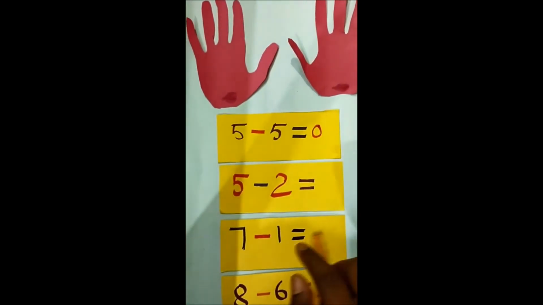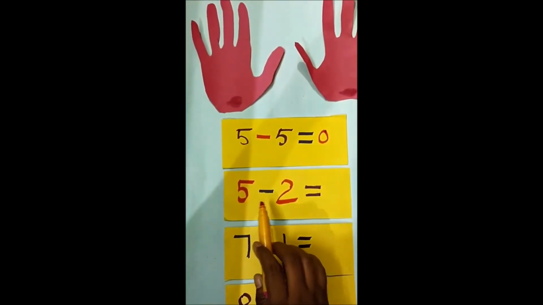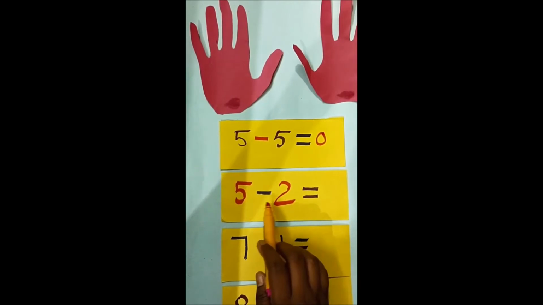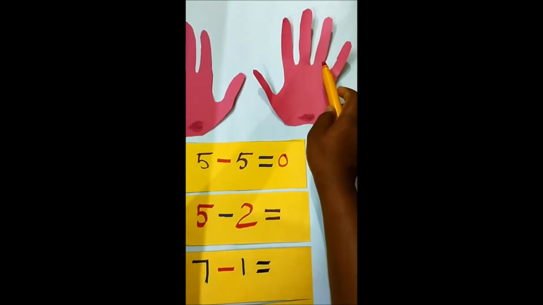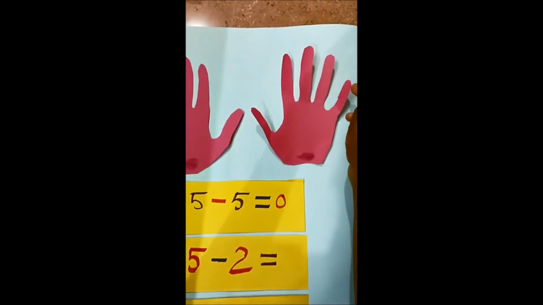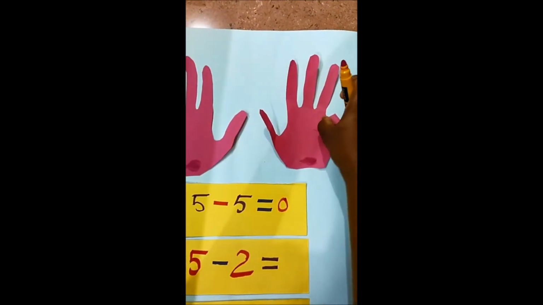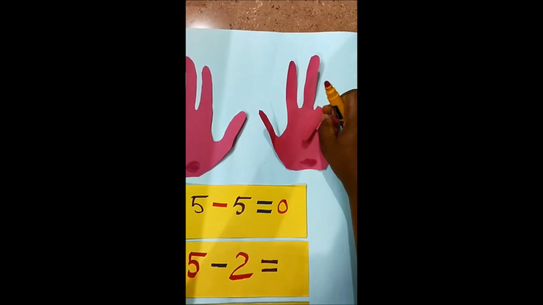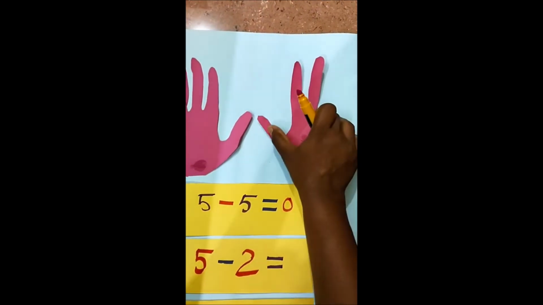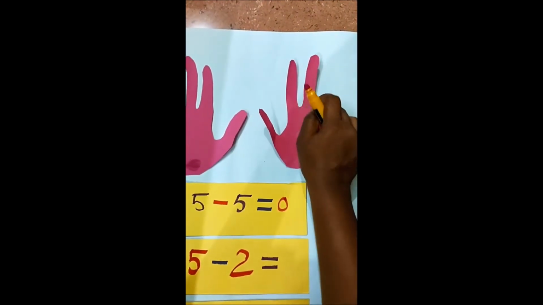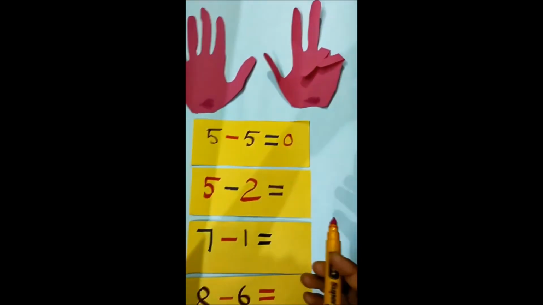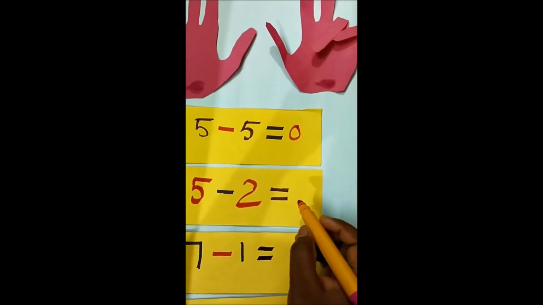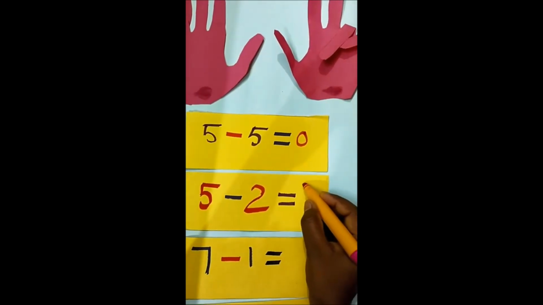Okay. Next, what is this one? 5 minus 2. We have 5 in the hands, and we have to take 2 from 5. So now taking 2 from 5, remaining how many? 1, 2, 3. So in 5, 2 gone means the answer is 3.